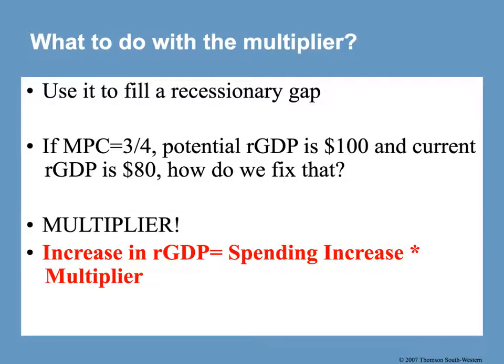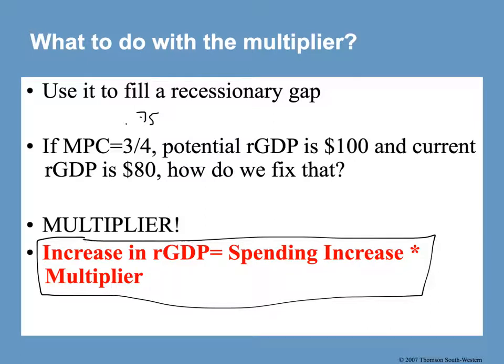Once we find the multiplier, what can we do with it? Well, it can be used to show or to fill a recessionary gap. So for example, if the MPC is equal to 3/4 or 0.75, and potential GDP is 100, so that'd be like LRAS, and current real GDP, the short run output, is only $80. How do we fix that? Well, we use the multiplier. So this is the equation you would use to find this out.